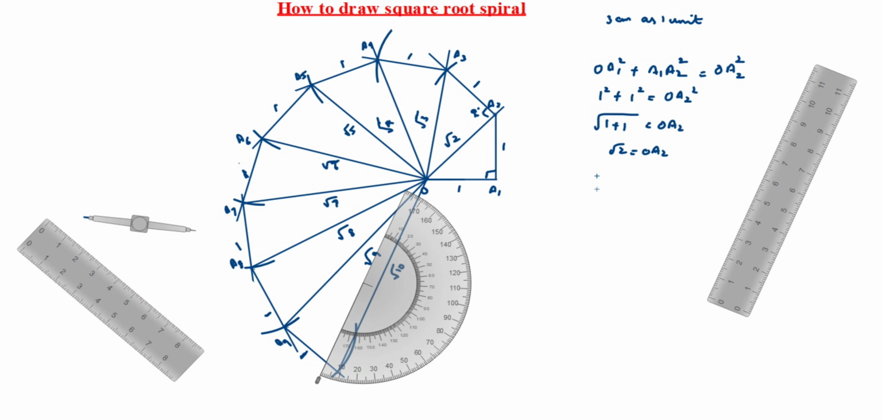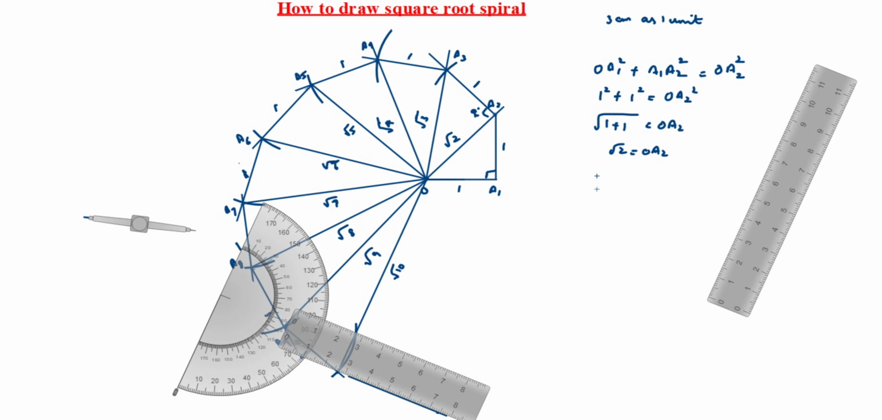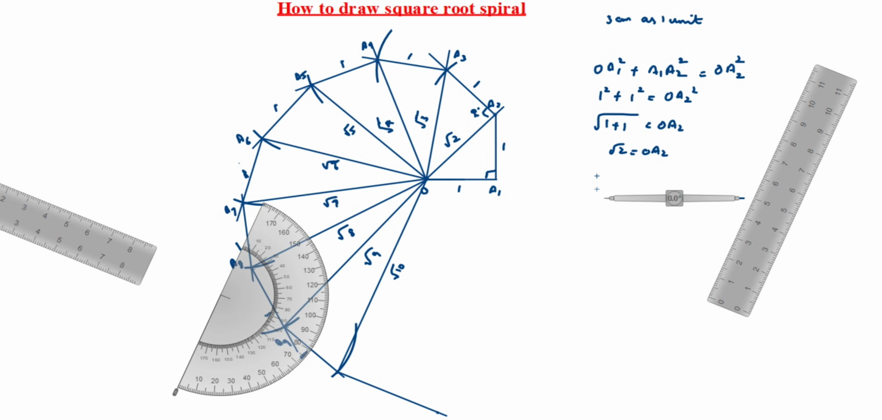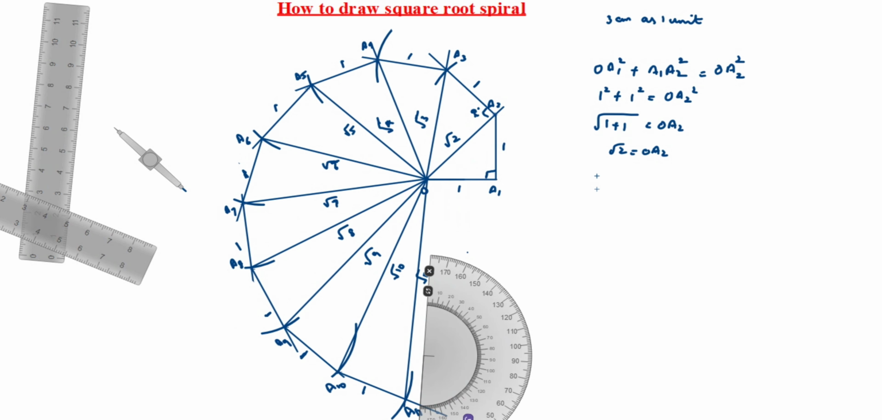Take the protector and keep the protector OA10 as base point and mark the point perpendicular, that is 90 degree at A10. Now using scale to join the point. Now take compass, keep compass tip at A10 and reduce to 3 cm and draw an arc. Using scale to join the points. This is 1. Here is root 11. Now write the naming A10, A11. Next we will draw root 12.